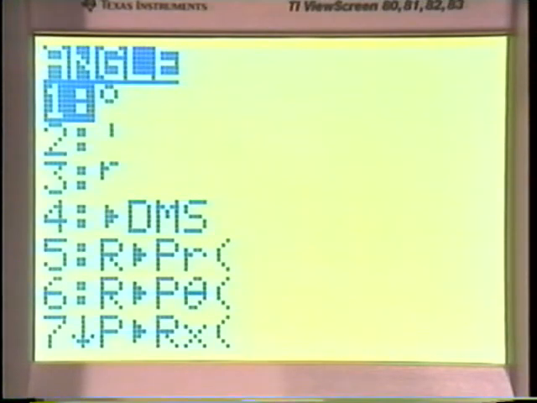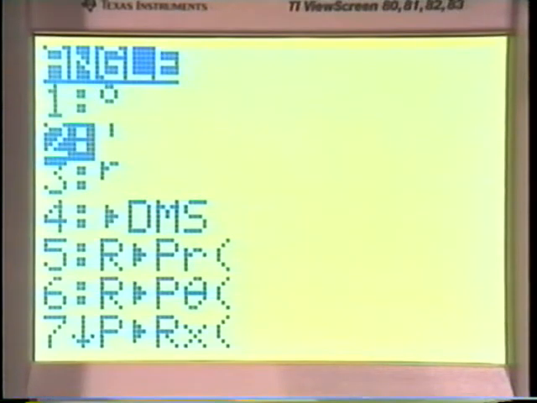Now the minutes is the second one, see, down here. Okay, so I can either cursor to it and hit enter or hit 2. I'll cursor down so you can see what's going on and hit enter. And son of a gun, get out of this town. I got 41 minutes. Now here's a confusing part.